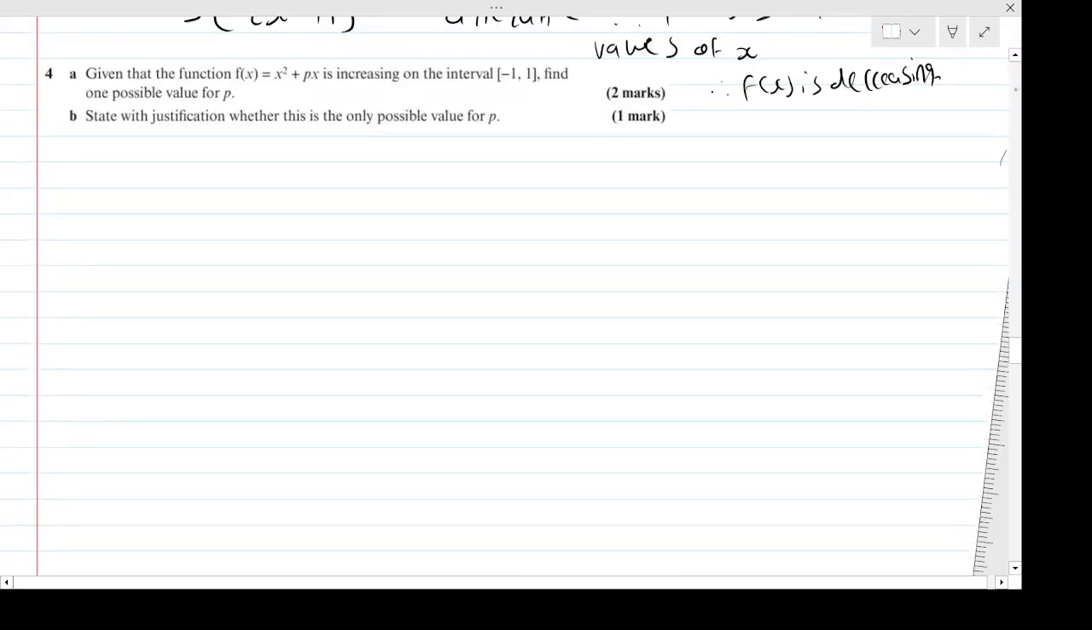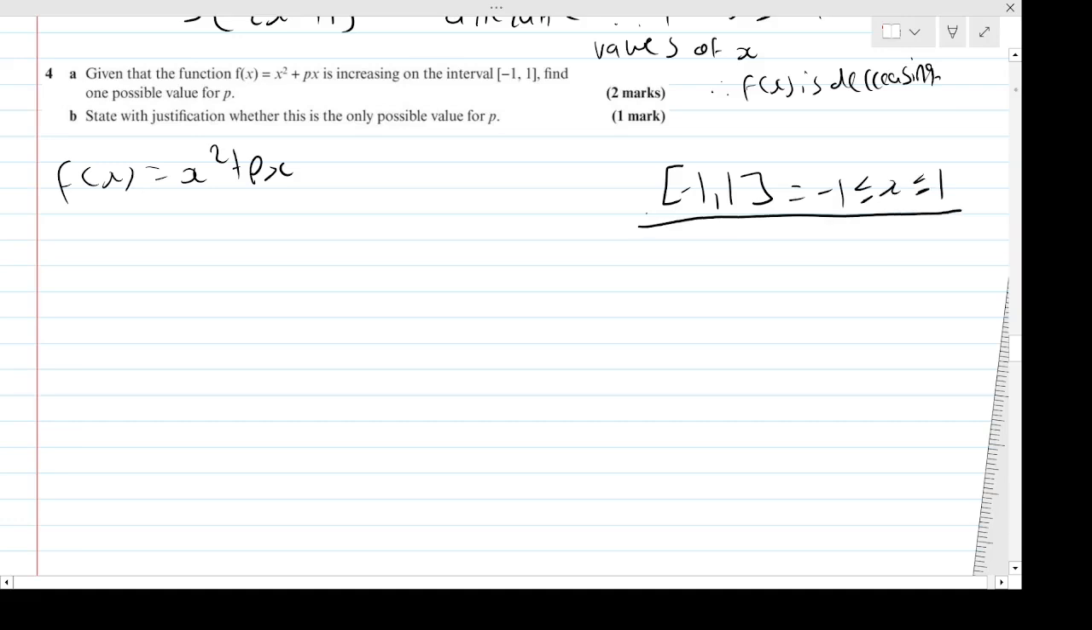We are told that the function f of x, which is x squared add px, is increasing on the interval minus 1 to 1. What does that mean? Minus 1 to 1 is a square bracket, so it includes these two numbers. As an inequality, we could say x is between minus 1 and 1, right? So remember, we can convert an interval to an inequality in this way. That's what the interval means: x is between minus 1 and 1. We need to find one possible value of p.